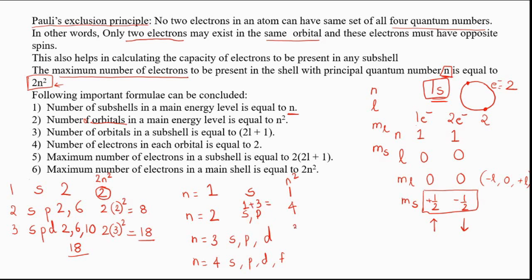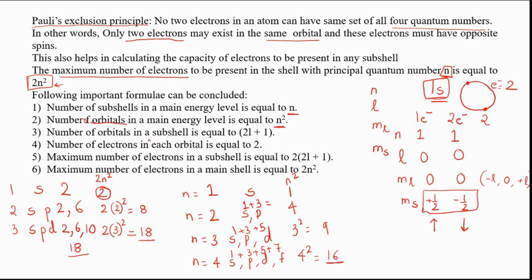Now if I have n is equal to 3, then 3 square gives us 9. So this will be 1 for S orbital, 3 for P orbital and 5 for D orbital. So these are the number of orbitals. If I add 5 plus 3 plus 1, that gives us 9. So this is also right. Now if I calculate for n is equal to 4, then 4 square is equal to 16. We know that for S it is 1, for P it is 3, for D it is 5 and for F it is 7. So 7 plus 5 is 12, 12 plus 3 is 15, 15 plus 1 is 16. So we are only calculating the number of orbitals, and the number of orbitals is equal to n square.